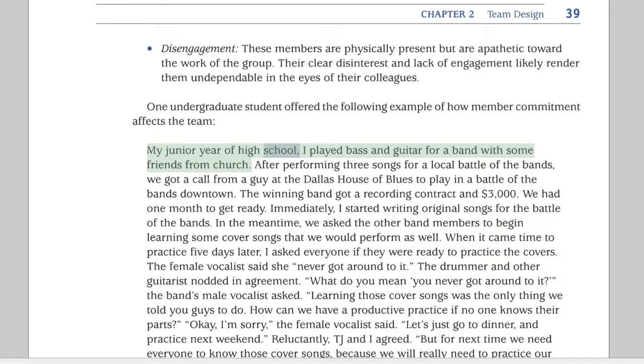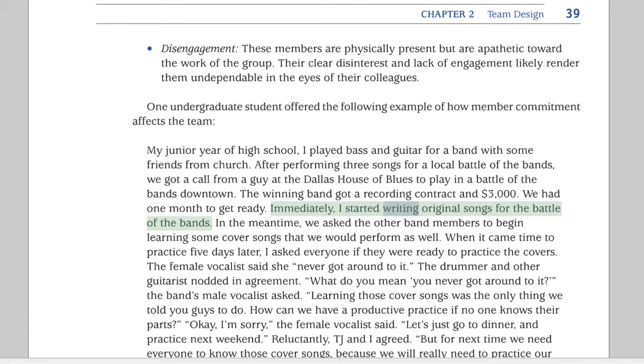My junior year of high school, I played bass and guitar for a band with some friends from church. After performing 3 songs for a local battle of the bands, we got a call from a guy at the Dallas House of Blues to play in a battle of the bands downtown. The winning band got a recording contract and $3,000. We had 1 month to get ready.